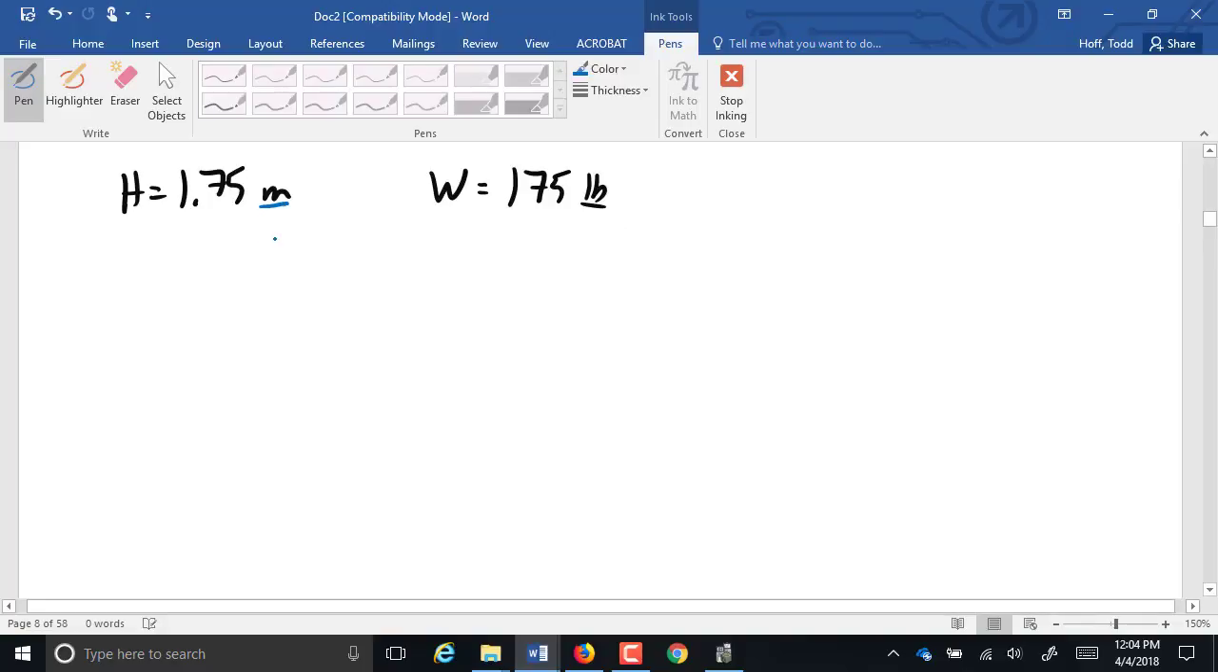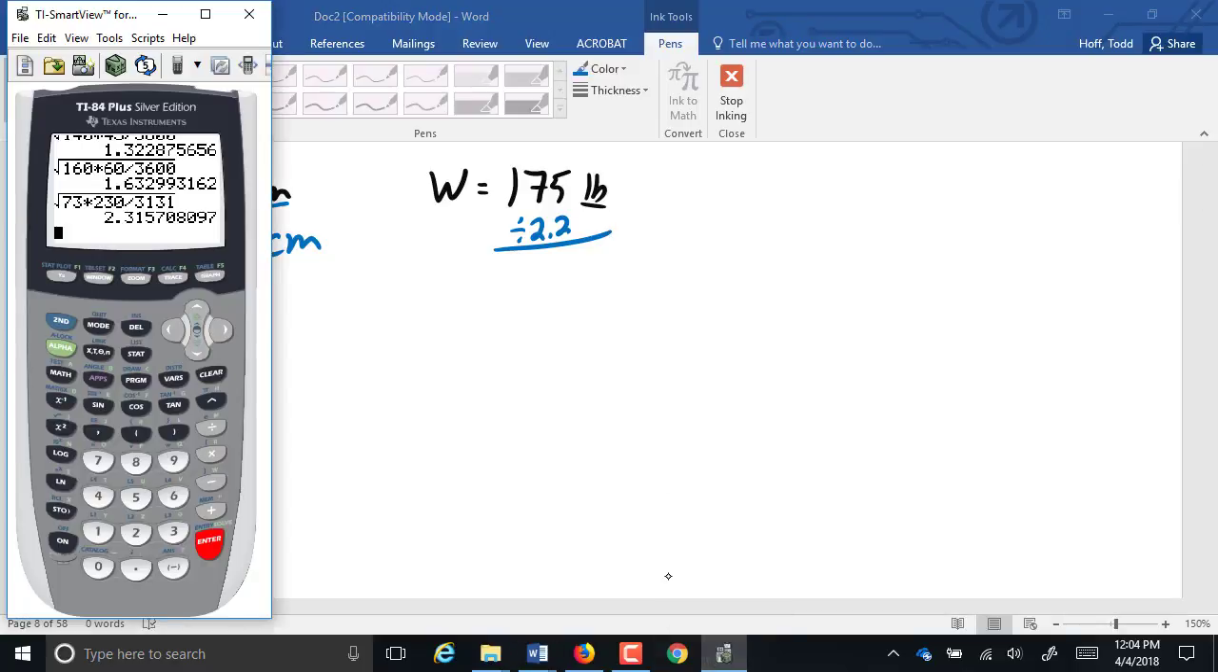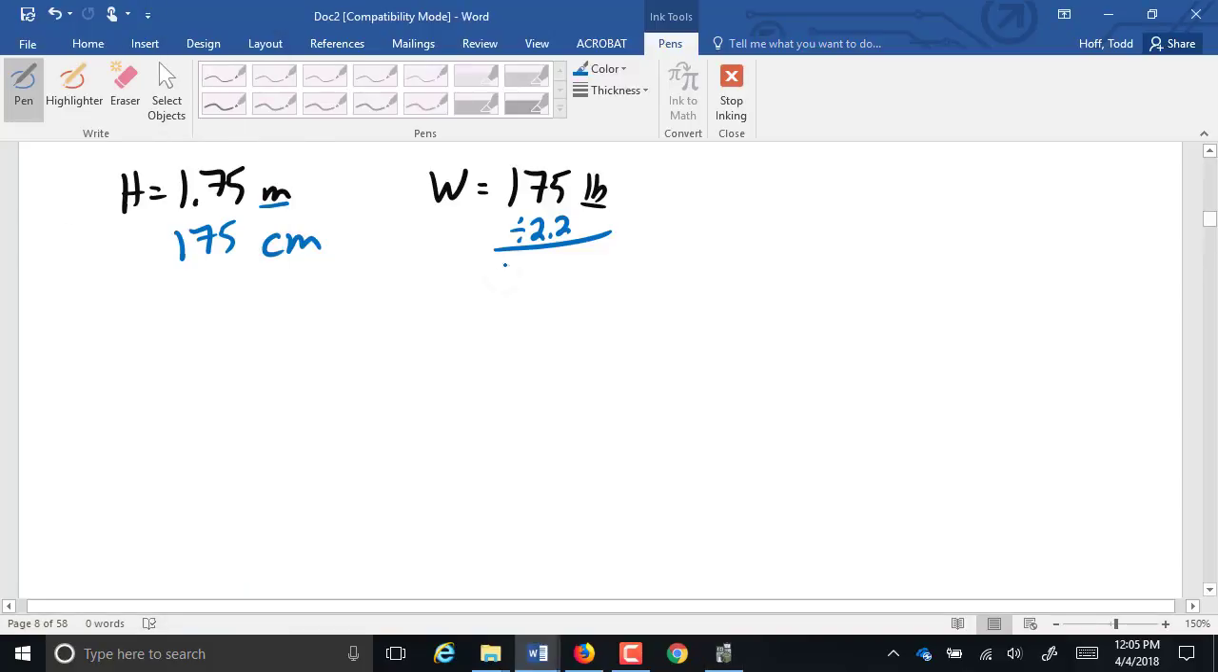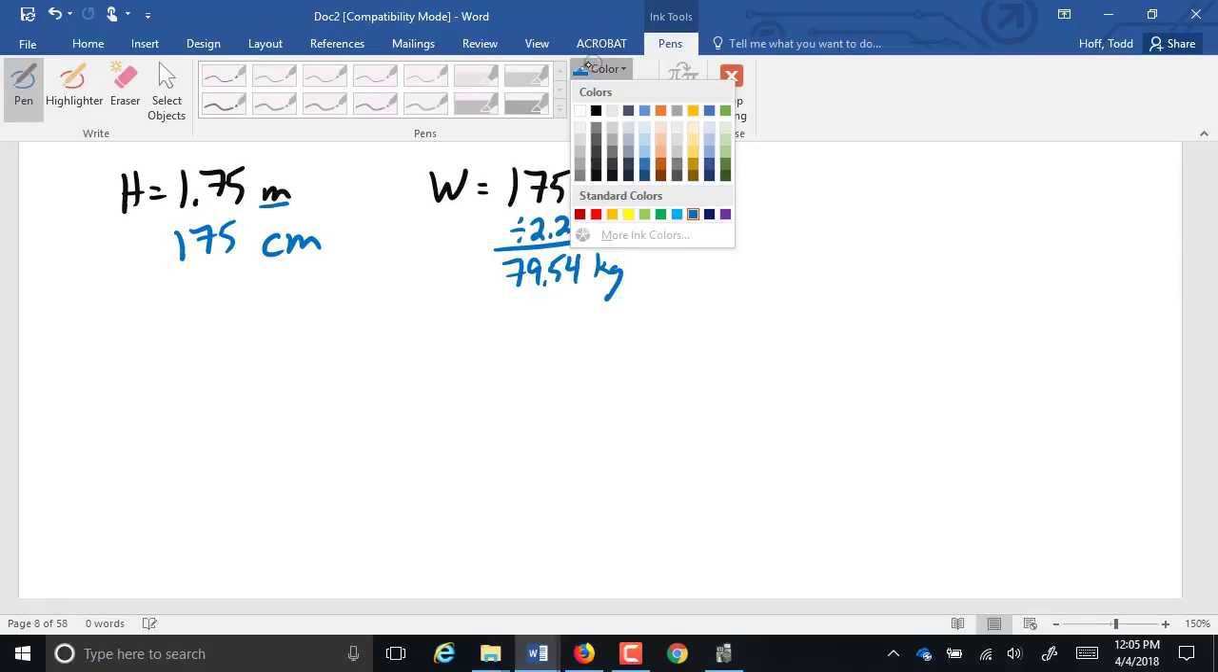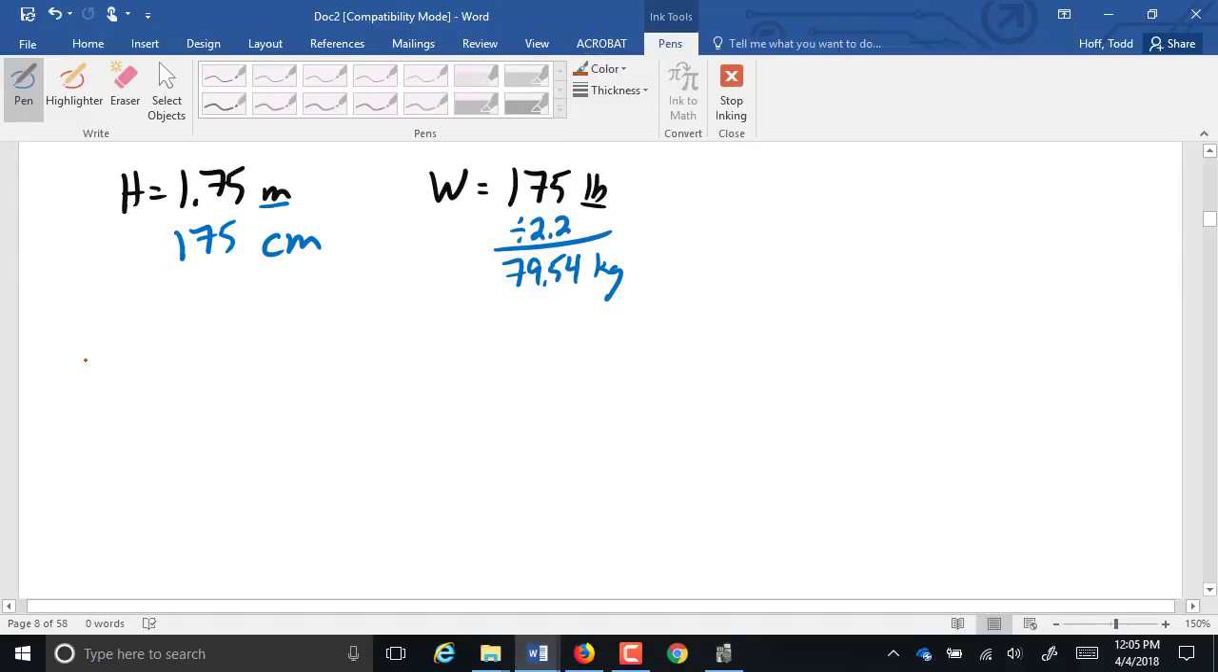Our height is in meters, we've got to change that to centimeters. 1.75 meters will convert to 175 centimeters. 175 pounds, we're going to convert to kilograms by dividing by 2.2, giving us 79.54 kilograms.